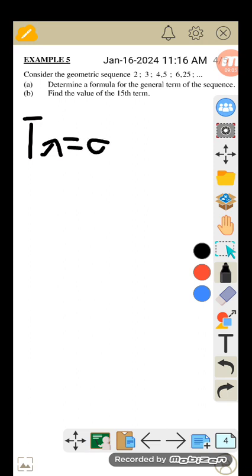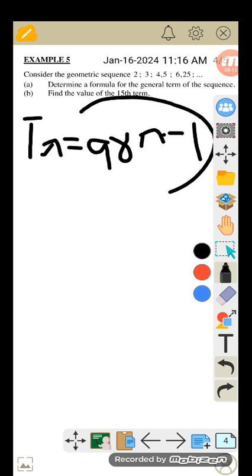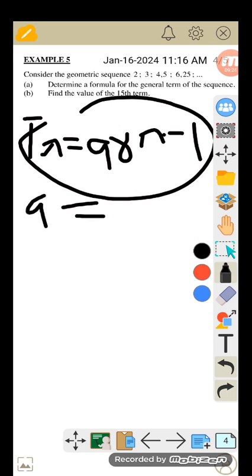Tn is equal to ar to the n minus 1. You see, we know that this is our formula for a geometric sequence. We have our first term, our a, which is 2. You can see that, our first term here. We have our constant ratio.